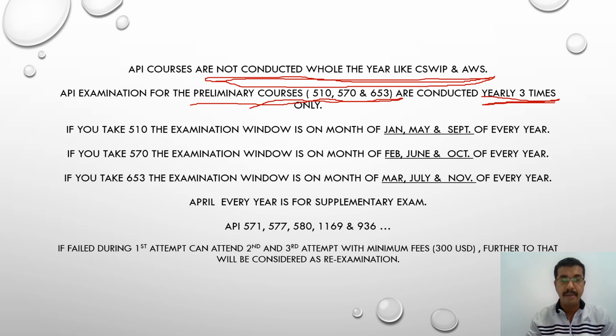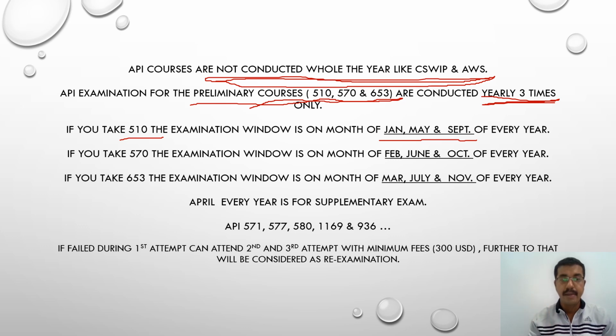API 510 window is in the months of January, May and September. It will never happen except in these months. If you want to go for the exam in January, you must fill your application form by November. If you want to take it in January 2023, the application form should be completed by October or November 2022, before 2 months. So this happens only 3 times a year: January, May and September.